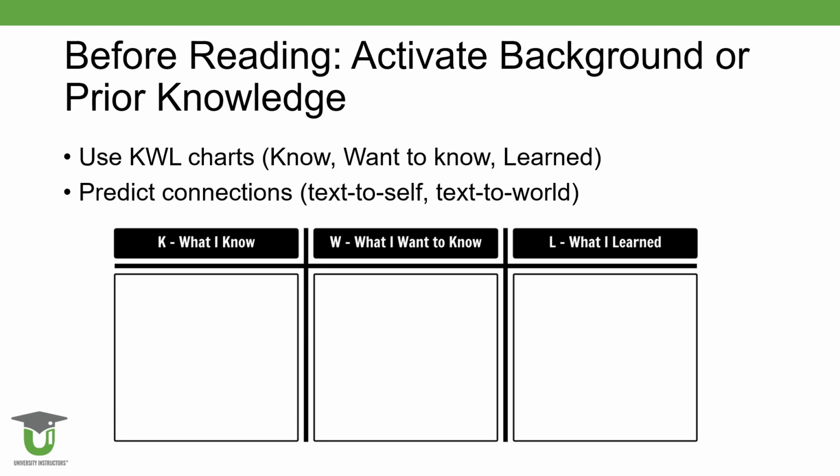As we introduce reading strategies, we want to give students the tools to approach text with purpose and confidence. To ready students to read, we start by activating their background or prior knowledge. KWL charts are a quick, structured way to help them reflect on what they already know, what they want to learn, and eventually, what they did learn. We also encourage students to predict connections to their own experiences, other texts, or the world around them. This makes the reading feel more relevant and helps them engage more deeply with the content.